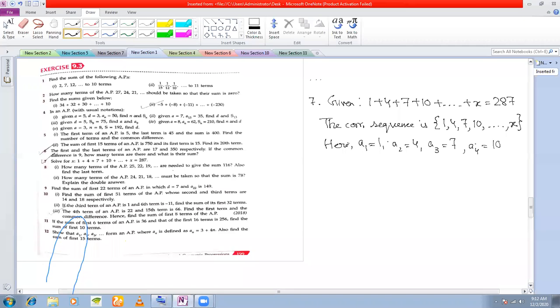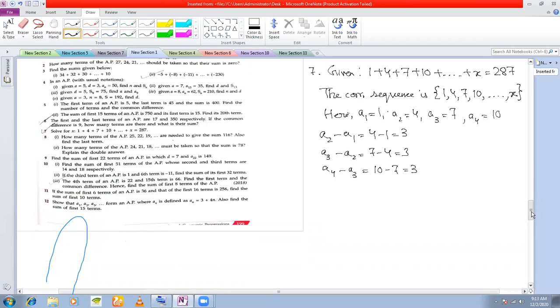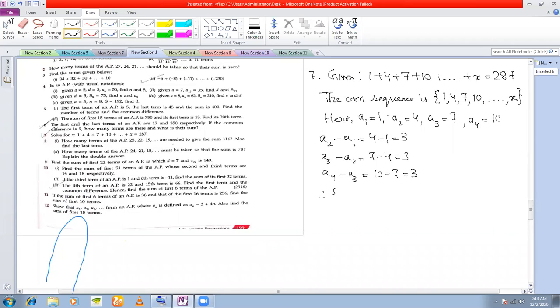Let us check whether this is an AP or not. a2 minus a1 will give 4 minus 1 equal to 3. a3 minus a2 will give you 7 minus 4, which is 3. And a4 minus a3 will also give you 10 minus 7, which is 3. So this is clearly an AP. Therefore 1, 4, 7, 10 up till x is an AP.